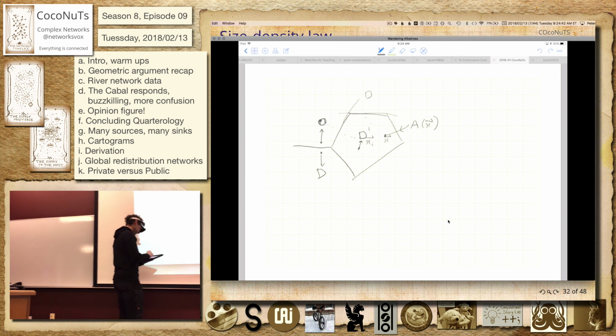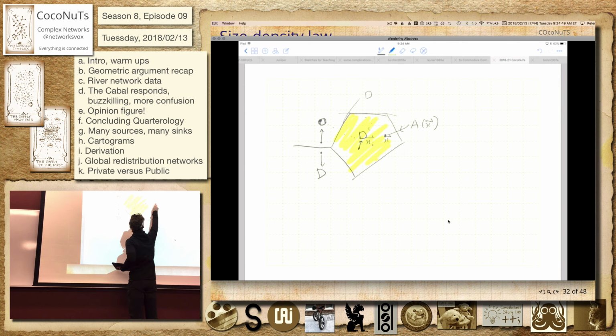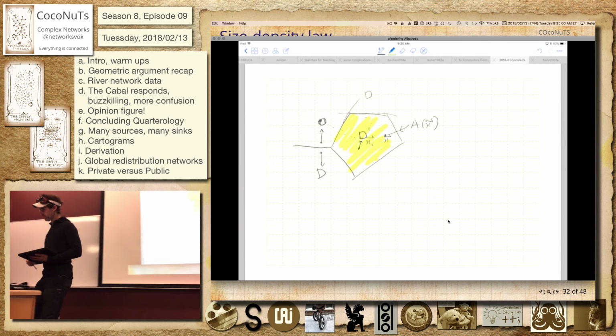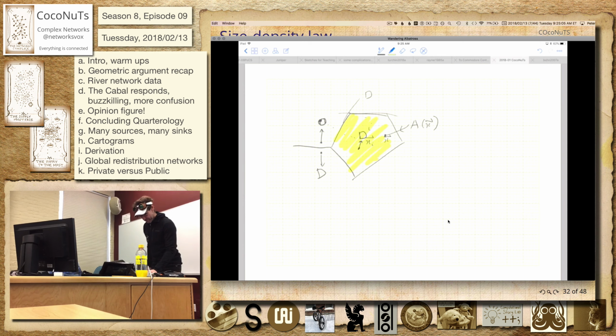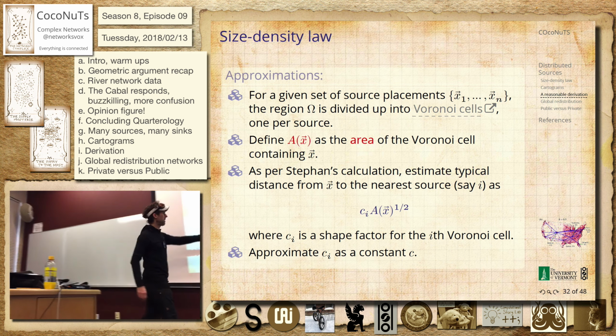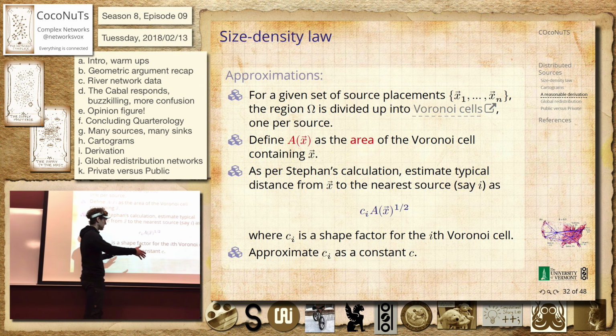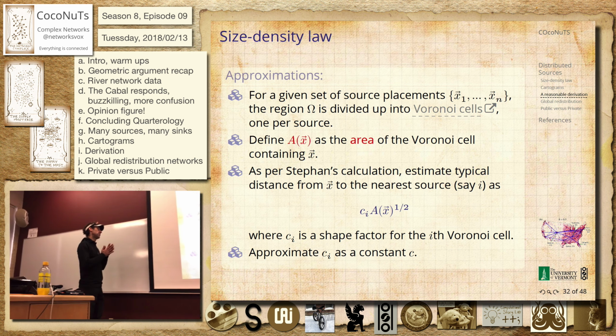So if you're at any point in here, then this function is just returned. So you go to a point here and you measure this area thing, it will just return you the area of this cell you're in. And that's a nice function to have, right? Because roughly that area to a power of a half is going to be a measure of the typical distance from any member in that cell to the facility.